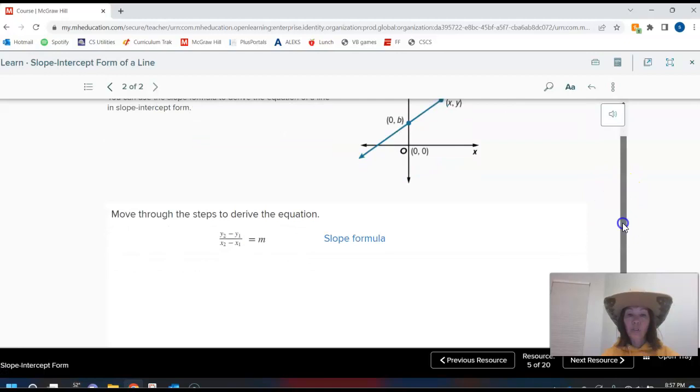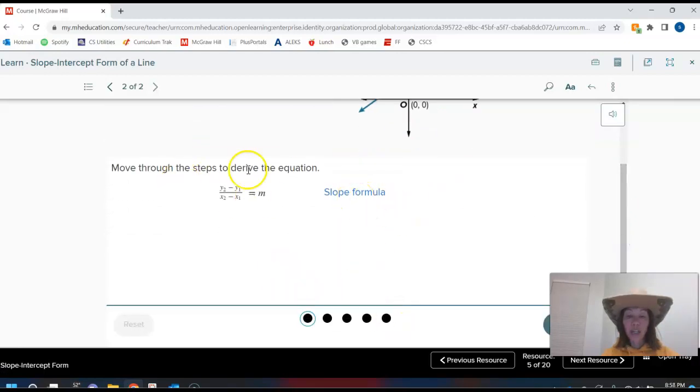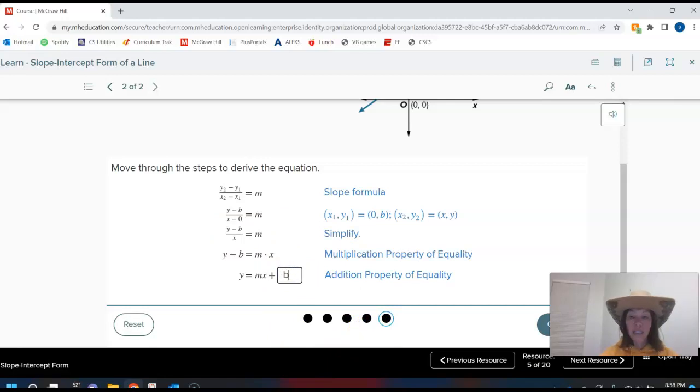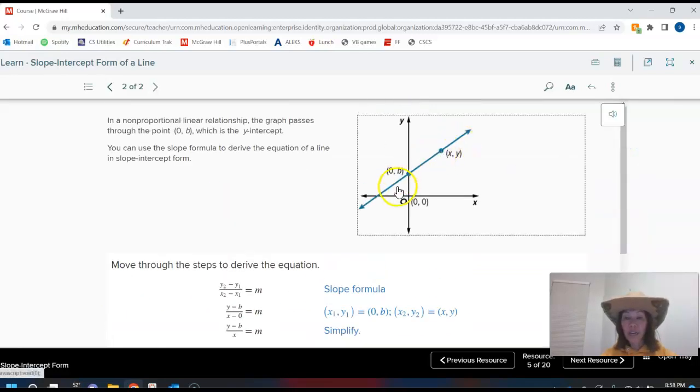So this y equals mx plus b actually comes from the slope formula. If you remember this formula, y2 minus y1 over x2 minus x1, we're going to say one of the points is the y-intercept, (0, b), and the other point we'll just call (x, y). If I simplify this and plug in x and y and 0 and b, then we get this equation. If I multiply both sides by x and then add b to both sides, we get this form. You don't have to know exactly where it comes from, but it is derived from the slope formula, using the points (0, b) and (x, y) as our two points.